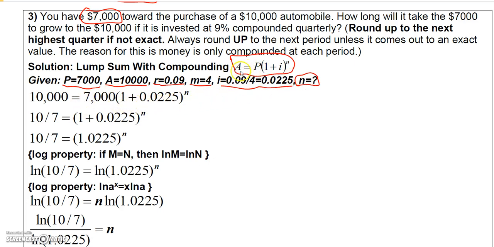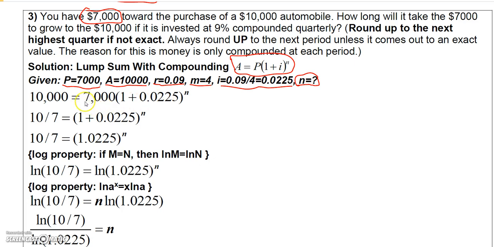So basically, we're just going to plug everything into this formula. So we're going to plug the 10,000 in for A. We're going to plug the 7,000 in for P. We're going to plug the 0.0225 in for I. And N is going to be left as N.